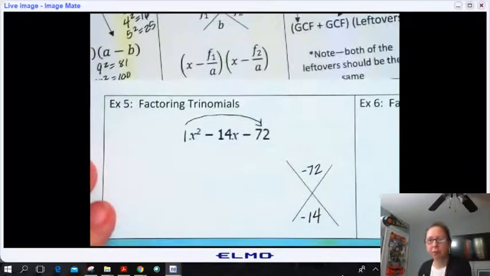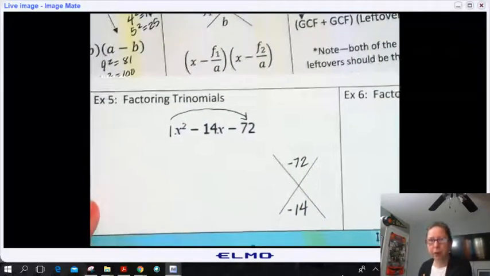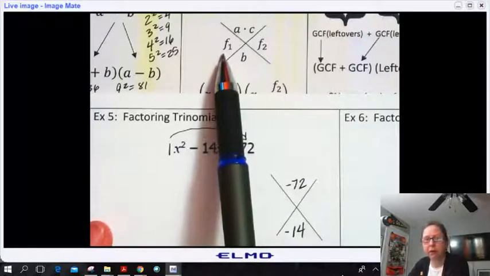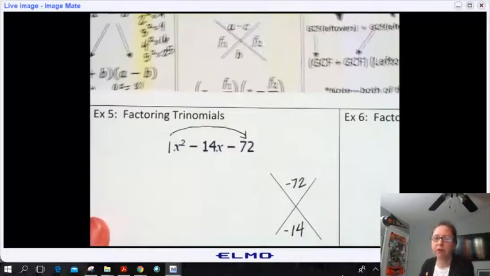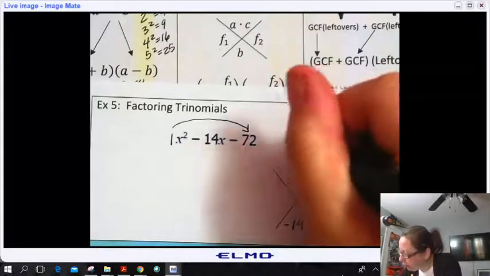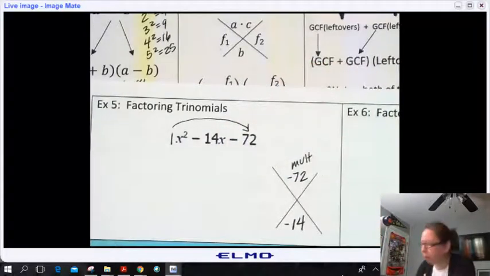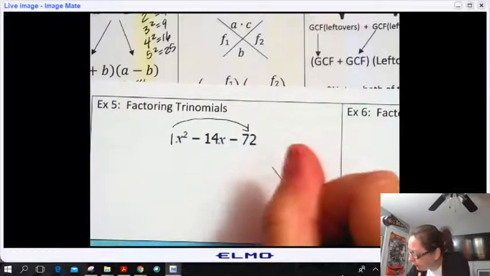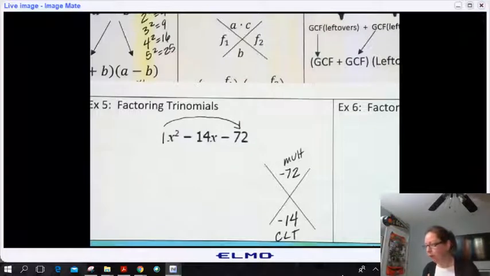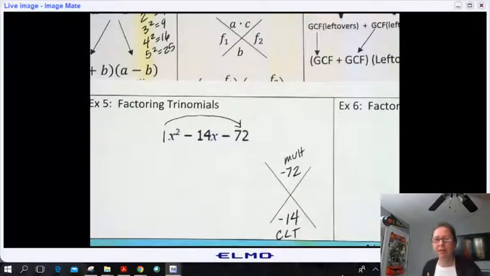So here's how my X puzzle will look in this situation. Now my goal is to find the 2 factors, the first factor and the second factor. So that's what this F1 and F2 is. These are my 2 factors. And they need to multiply together to give me -72, but they need to combine by addition or subtraction to give me -14. All right. So what you can do is start breaking down what are your factors of 72.